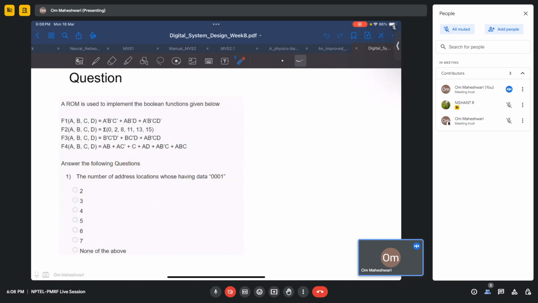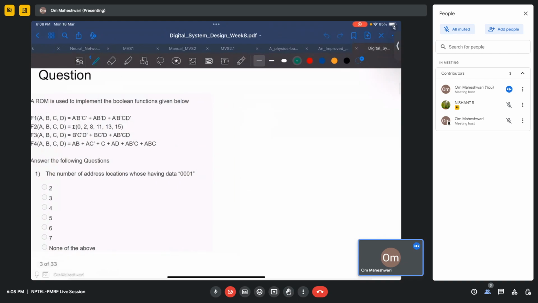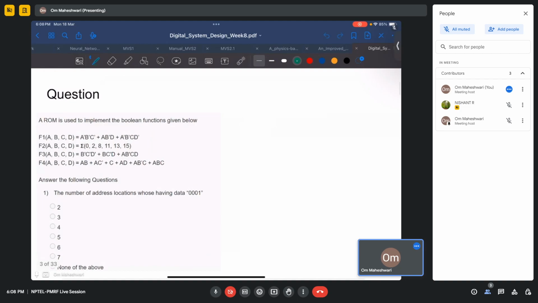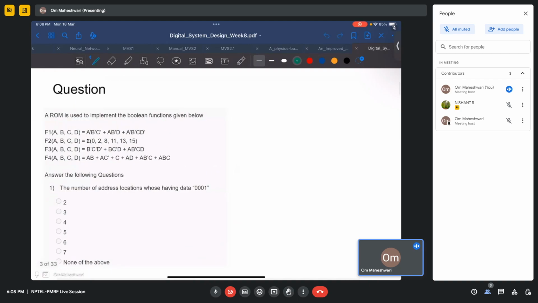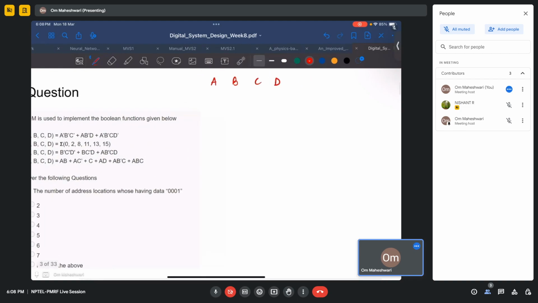So first, we have to see how functions can be expressed in ROM. We had seen this in week 5 videos also, so this question is kind of a revision for that. What you could do is make a truth table with F1, F2, F3, and F4.